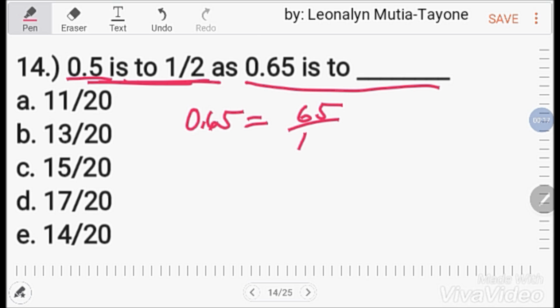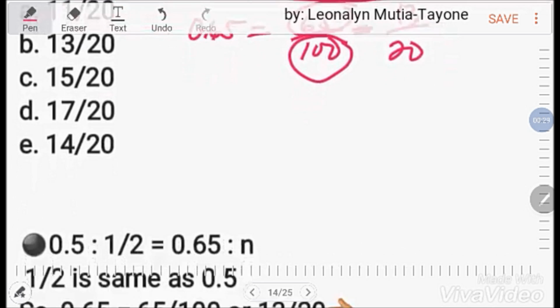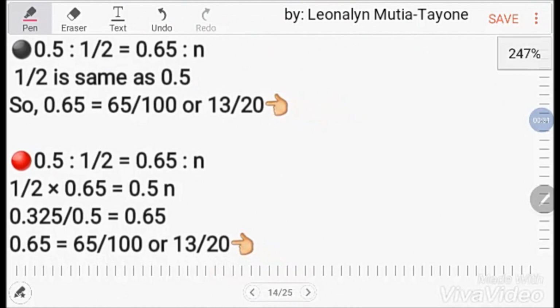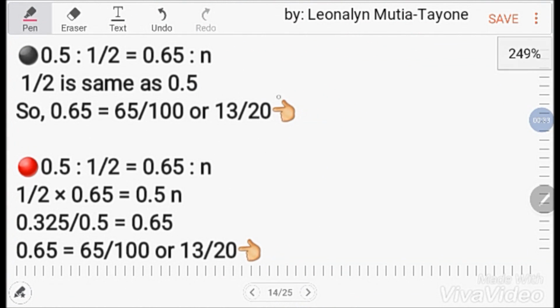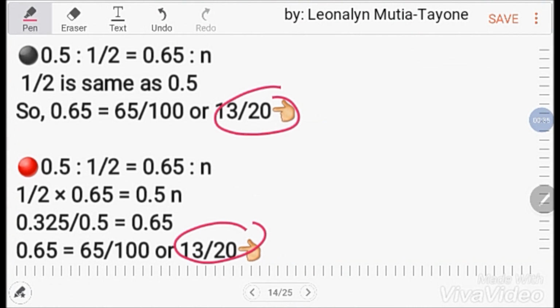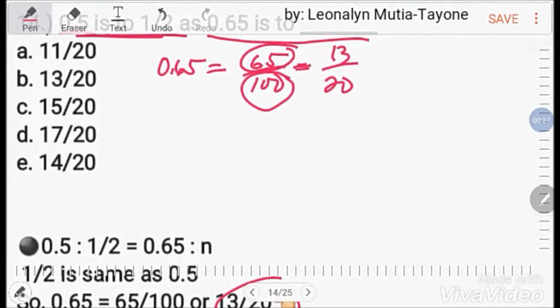So, 65 over 100. Tag 20 yan lahat. So, i-divide mo ng 5 ito. I-divide mo rin ng 5 ito. And that is 13 over 20. At ito rin yung ibang detalye na mga sagot. So, ang sagot natin ay 13 over 20, letter B.